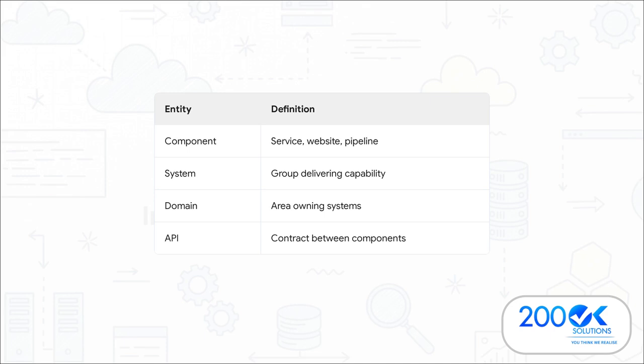A component is your basic building block, like a single service or pipeline. A system groups those components together for a specific business capability. Then you have a domain, which is the high-level business area owning multiple systems. And lastly, an API is the strict contract between those components. It's not just a simple list, it's a logical map of your entire architecture.